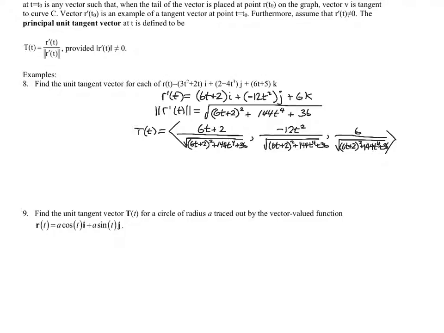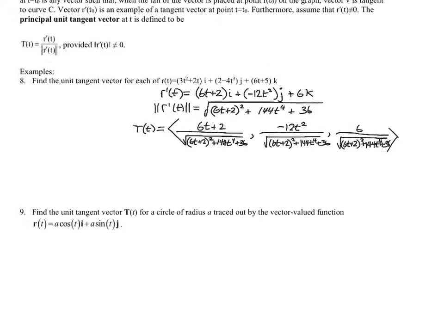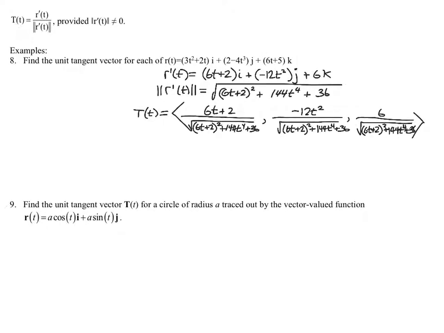So in the case of number 9, you're going to see elegance, right? And so this is the kind of problem that you want to be on the lookout for, because r prime of t is equal to negative a sine t i plus a cosine t j. Now I need the magnitude of that.